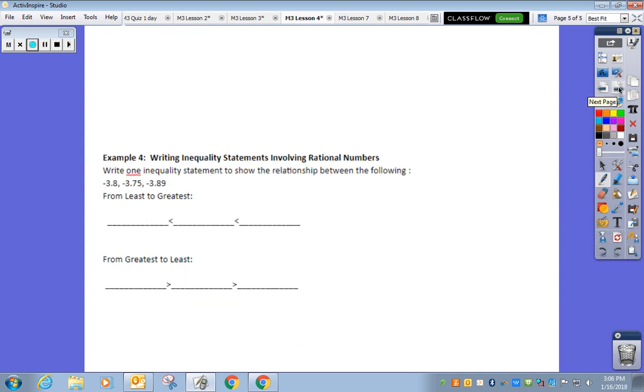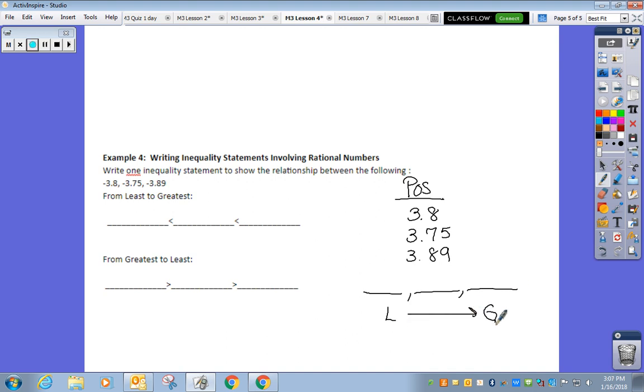The last example wants us to do the same thing. Least to greatest, greatest to least with those inequality symbols, except this time we're looking at negatives, and they're all decimals. So what I do is I always switch them all to positives. I use the opposites. So if they were positive, my numbers would be 3.8, 3.75, and 3.89. I want my three numbers to go least to greatest.